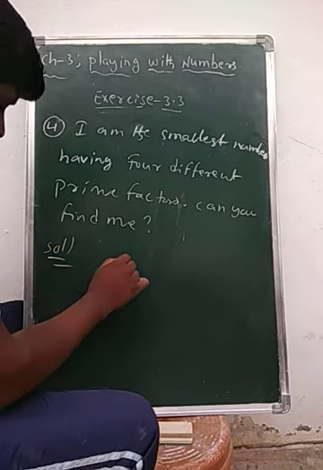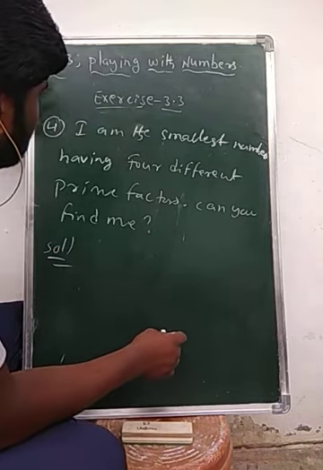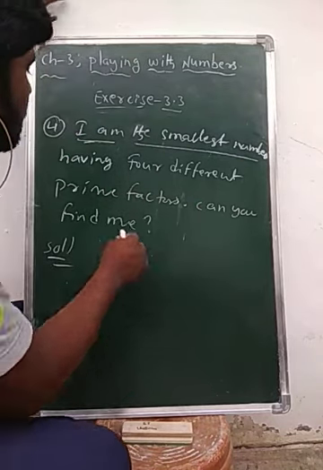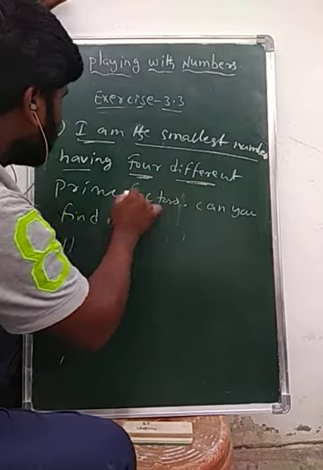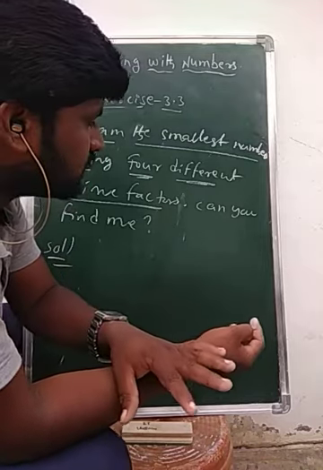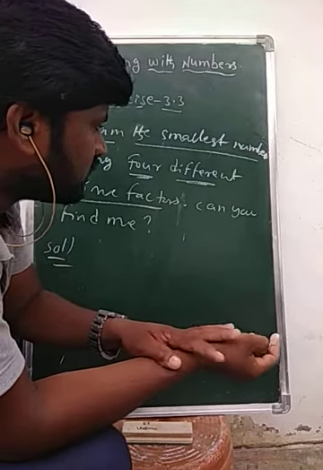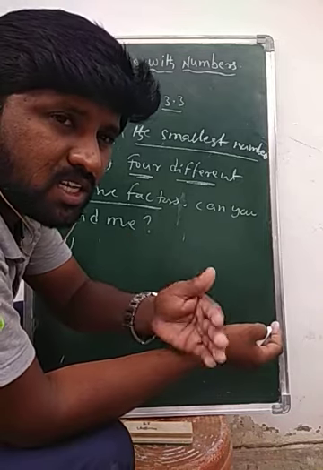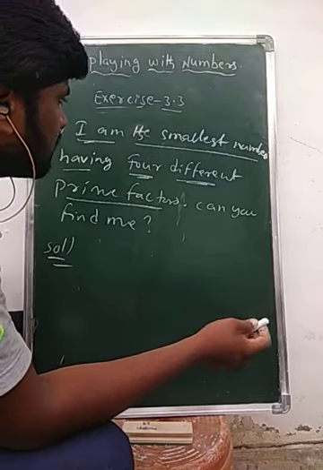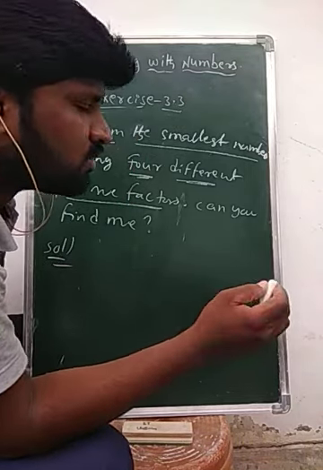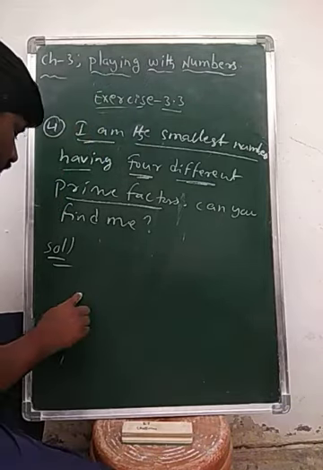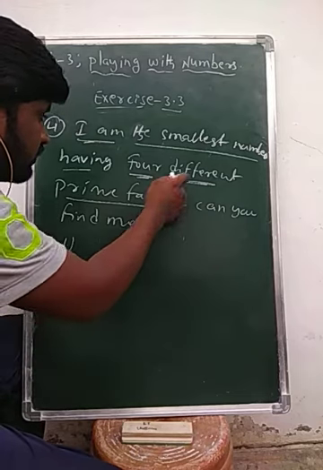Okay students, now see, read the question carefully. I am the smallest number having 4 different prime factors. It is the smallest number. So that's why, what I am doing here is taking the smallest prime factors. If we take the smallest prime numbers, automatically, if we take their product, we get the smallest number with different prime factors.